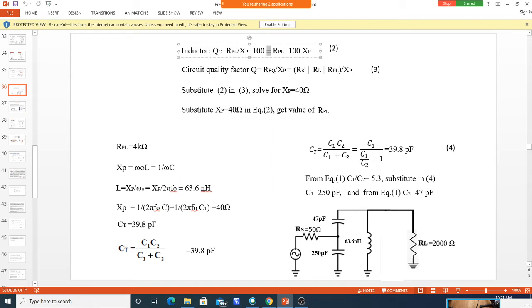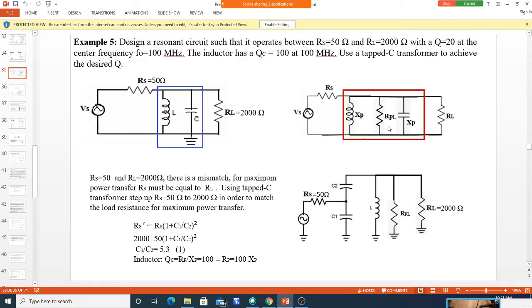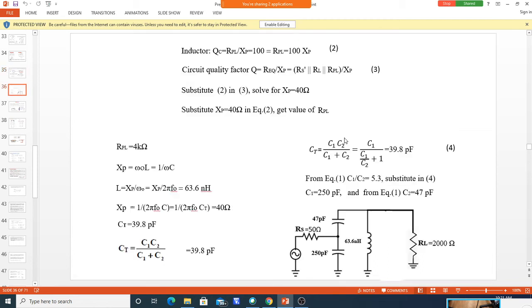Okay, total capacitor we got. So here the inductor value you got and the capacitor value you got. This is the total capacitor. So this L is equal to 63.6 nanohenry, and the total capacitor is 39.8 picofarad. So now this CT must be divided like this, C2 and C1.